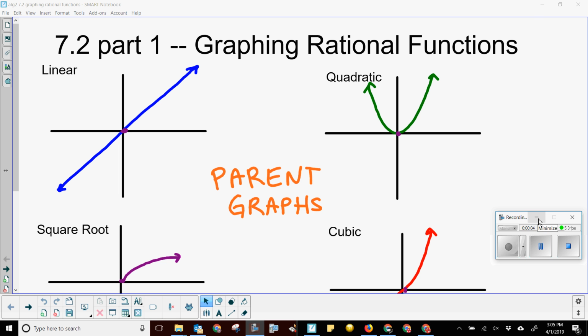Welcome to 7.2 part 1. This will be 3 different lessons, 3 different videos, graphing rational functions. Okay, so we're going to start fairly easy.